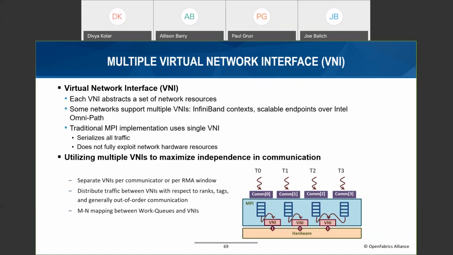And by the way, I want to point out that the VNI is not visible to the user, so this is different from the endpoint proposal in the MPI Forum. With the VNI, we don't actually need the endpoint proposal, because all the user needs to do is use different communicators or different tags, and we do this mapping internally, so it's not exposed to the user. Next, please.